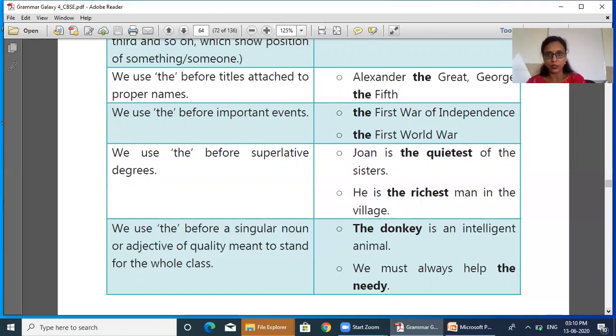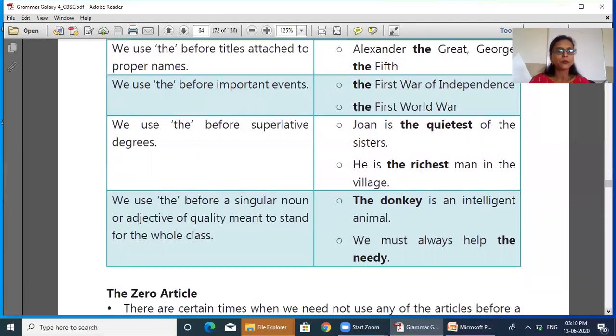See the examples. Joanne is the quickest of the sisters. Okay, the sisters. We know which particular sisters we are talking about. So in those sisters, the quietest one. Okay. He is the richest man in the village. In that particular village, the richest is only one person. So, the richest. Moving on.